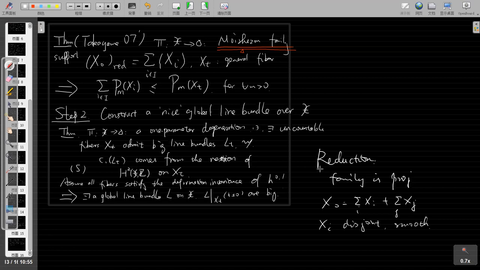You assume that uncountable fibers have general type, and you can use the so-called deformation density, so that each fiber is Moishezon. If each fiber is Moishezon, you can obtain H01 by a Fourier degeneration at E1. I see. Yes, you use the so-called deformation.